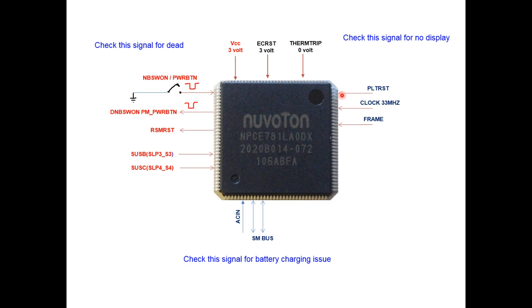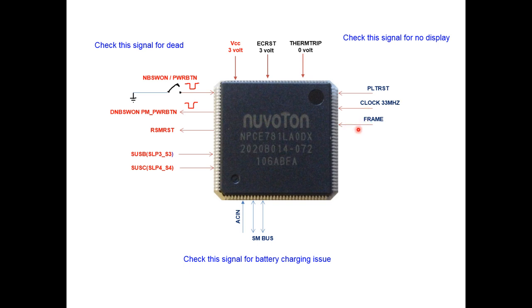This is normally connected to the LPC bus. The next signal you have to check is the clock. This signal you have to check by oscilloscope only. 33 megahertz coming from the PCH. If this signal is coming, then clocks are generated. If not coming, then maybe the PCH is faulty, or the 25 megahertz crystal connected to the PCH may be faulty. So you have to check this signal by the oscilloscope.